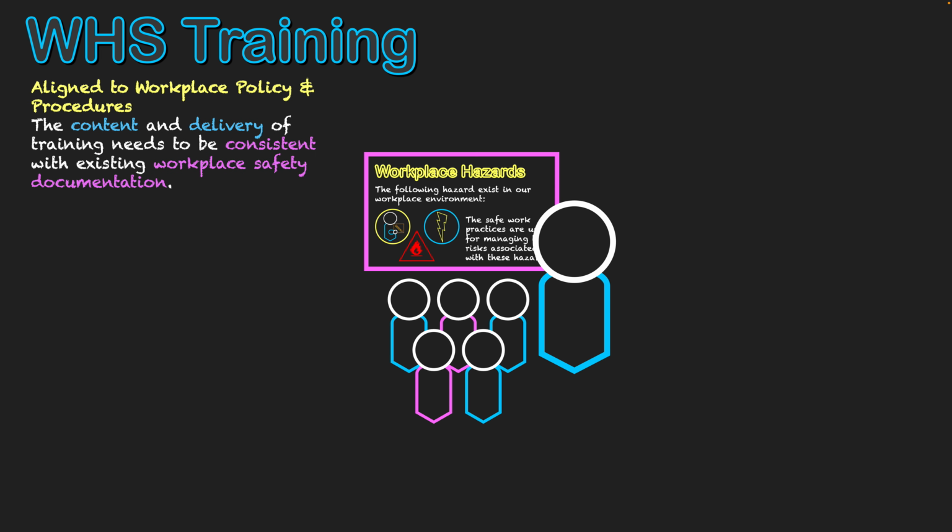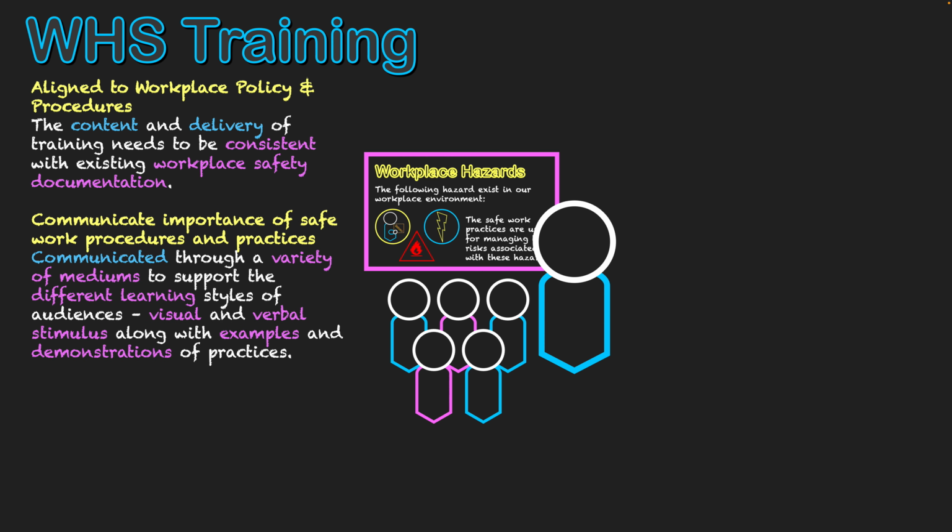Firstly, we need to go over our specific policy and procedures. We want training to be aligned with that, because we already have existing practices. The way we do things at our workplace is probably going to be different to how workers do it at a different workplace, although still following the same guidelines. But we have different people, different machines, so it's got to be specific. So the content and delivery of the training needs to be consistent with our existing safety documentation.